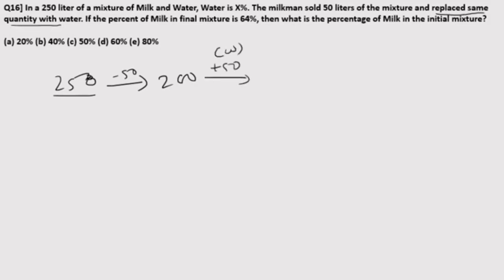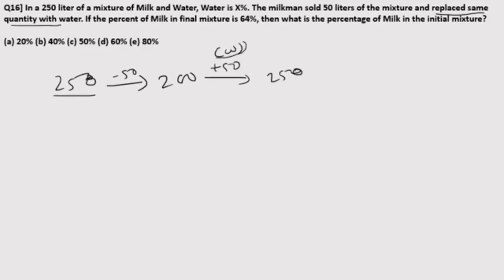Now question number 16. In a 250 liters mixture of milk and water, the initial volume is 250 liters, and X% is water. The milkman sold 50 liters of the mixture. This is already a mixture, and from this he sold 50, so the volume is back to 200. Now he replaced the same quantity with water, which means plus 50 of water. So I'm back to 250.